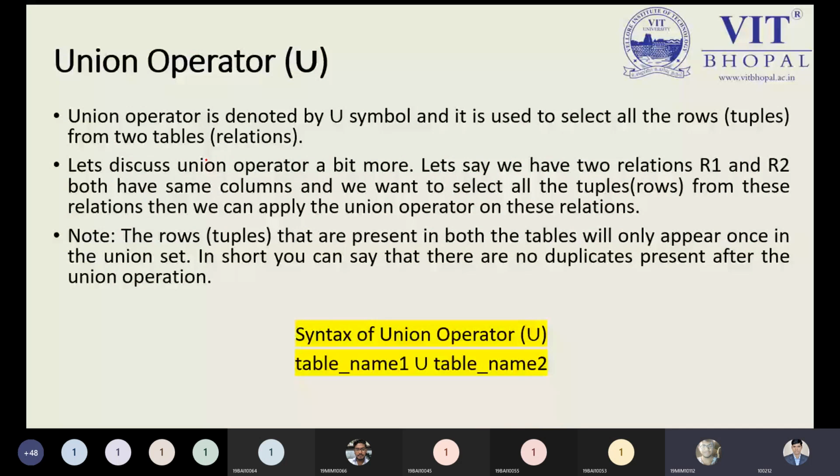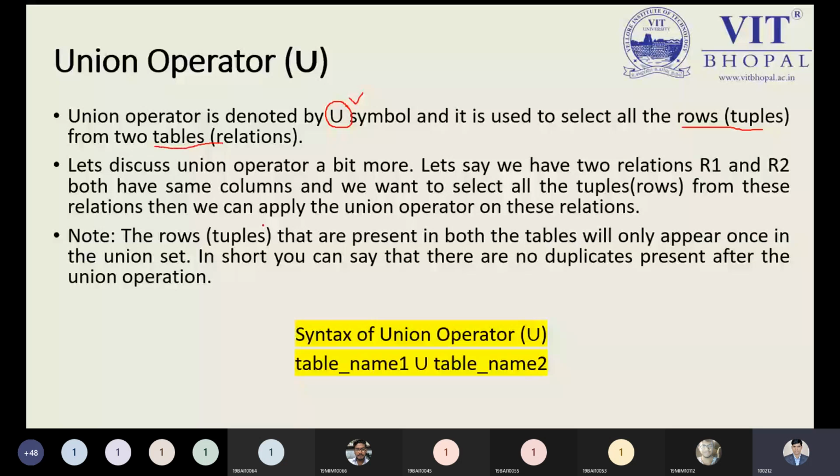Yes. No. Okay. So the union operator is denoted by the U symbol. You have to keep in mind the symbol. Please be careful. You have to remember all the symbols. So the union operator is denoted by the U symbol, and it is used to select all the rows, that is tuples, from the two tables, and those are the relations I'm talking about.